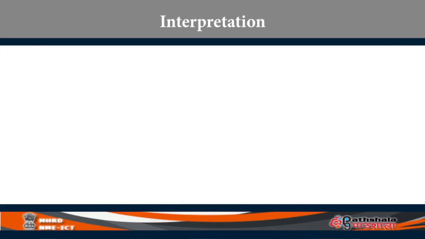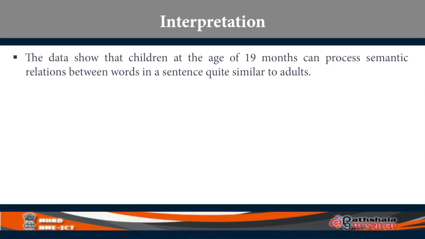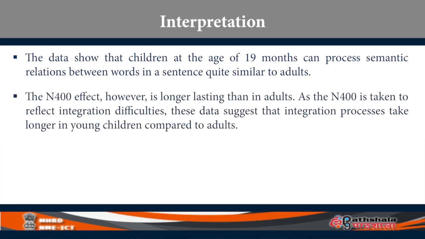So the interpretation that the authors have made based on this experiment is that at the age of 19 months, infants can process semantic relations between words in a sentence. It's that early, okay? The N400 effect, however, is longer lasting in children than in adults. As the N400 is taken to reflect integration, the interpretation of N400 is about whether the last word can be integrated into the rest of the sentence or not. That's what we mean by congruity and incongruity. When the last word cannot be integrated with the sentence, the brain throws up N400.